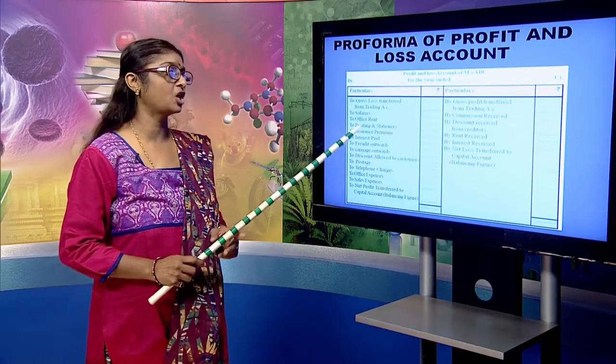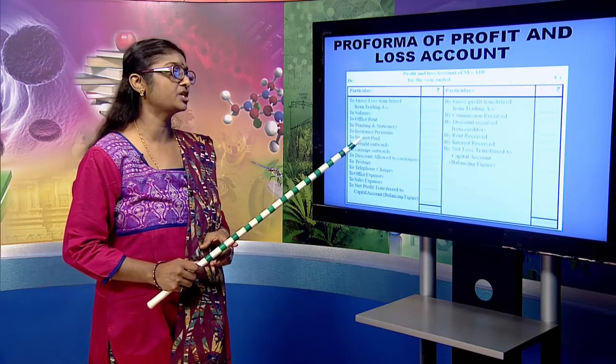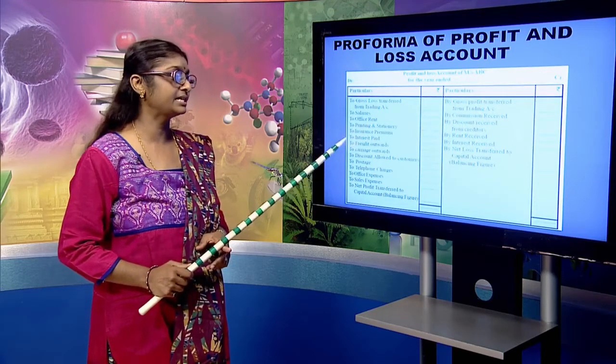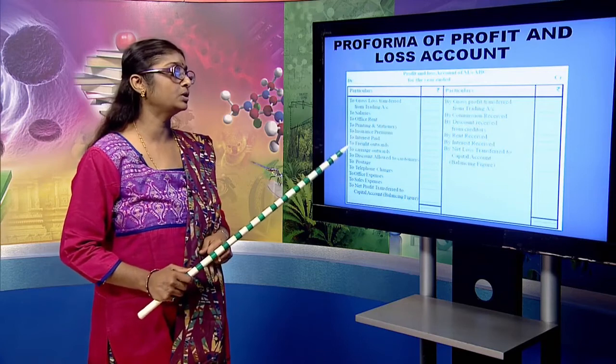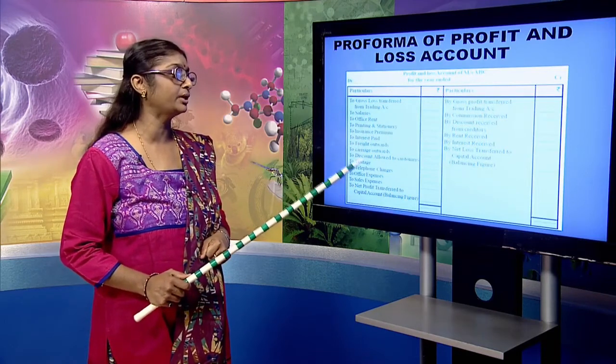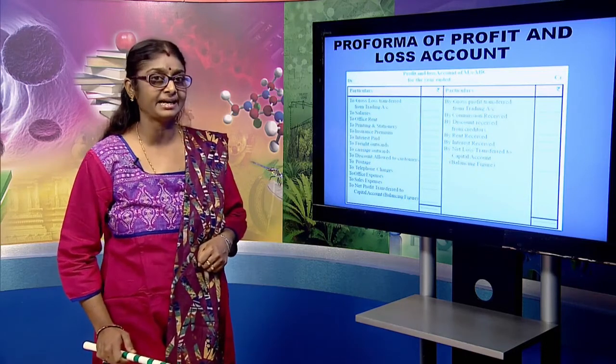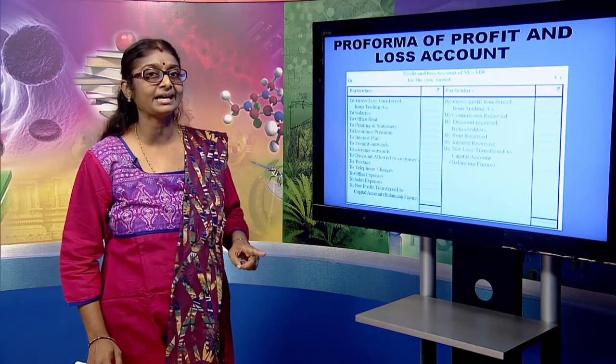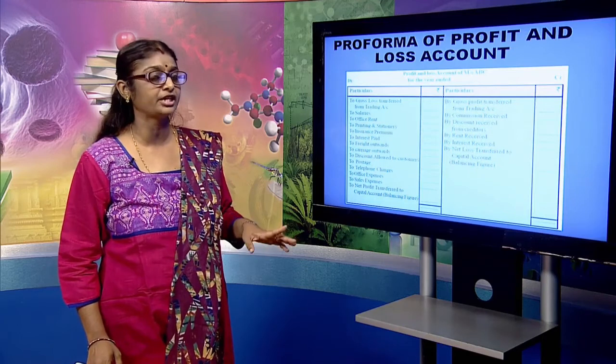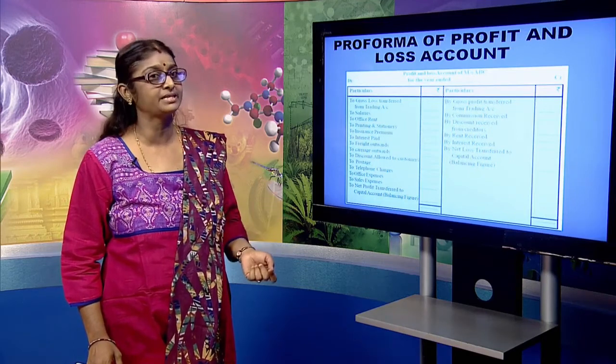So salaries, office rent, printing and stationery, insurance premium, interest paid, freight outward, carriage outward, discount allowed, postage, telephone charges, etc. can be indirect expenses. All indirect expenses will come in the profit and loss account. On which side? On the debit side.